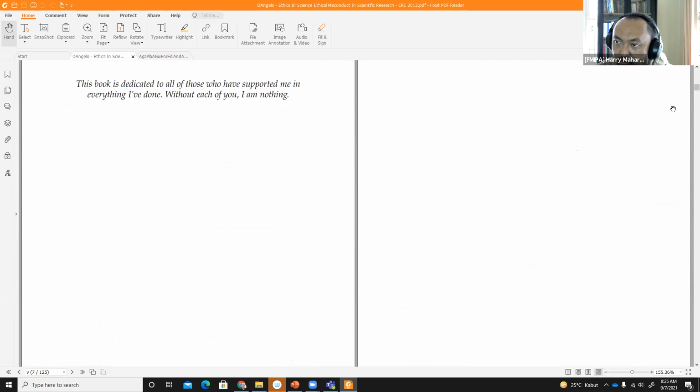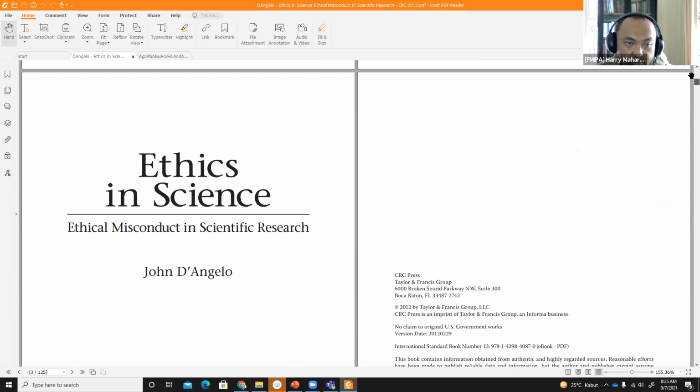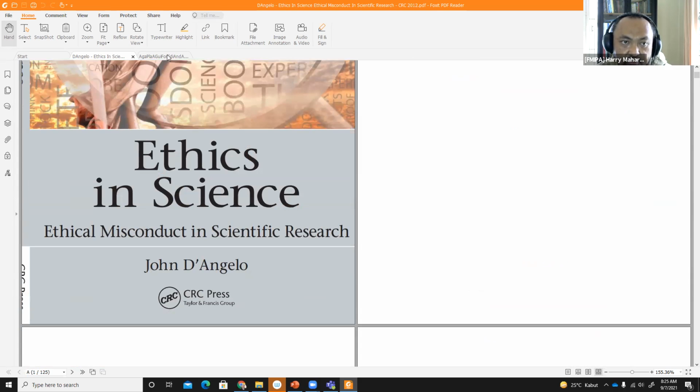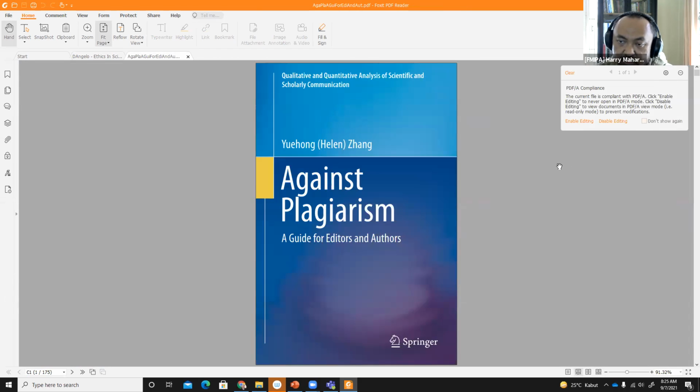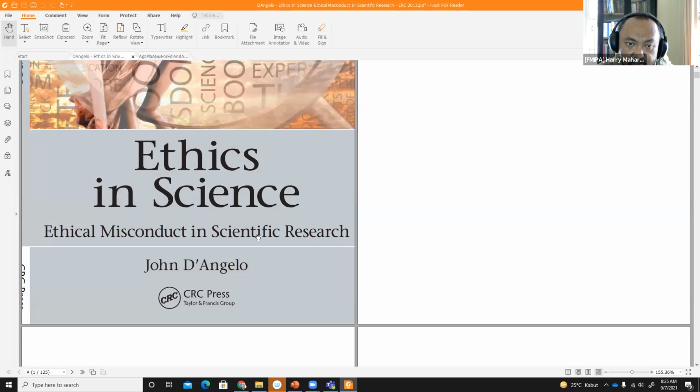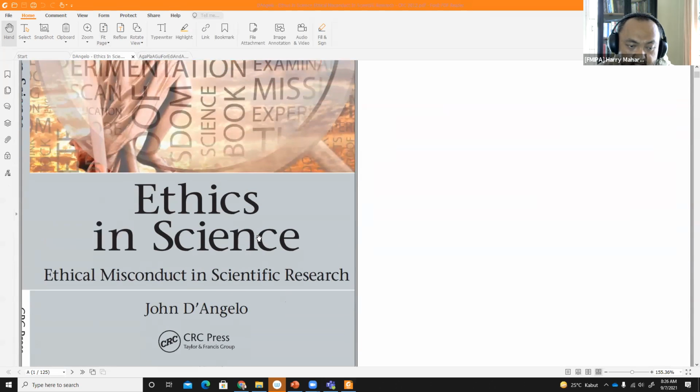So I would highly recommend, if you have access to them, Ethics in Research, Ethics in Science, and also Against Plagiarism. The one that we are using for scientific communication is Against Plagiarism, but the things that are covered in science in general are covered in Ethics in Science. So if you do have access to these two publications, please read them, if you have any time, so that you can have that exposure to this issue.